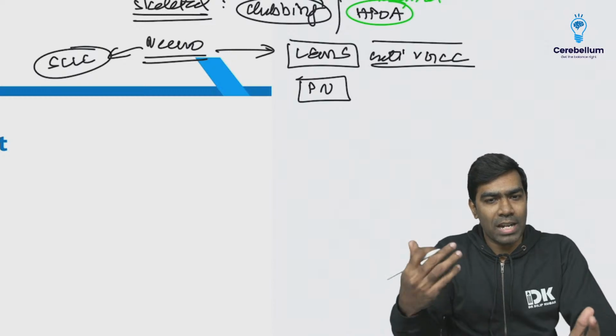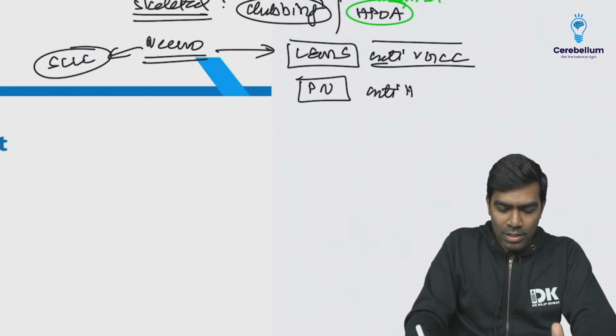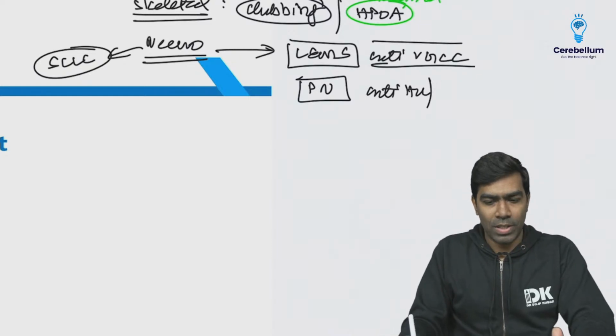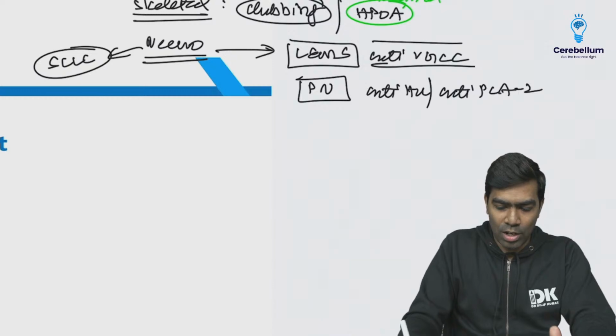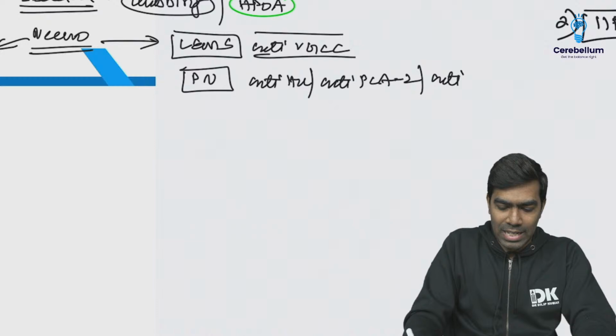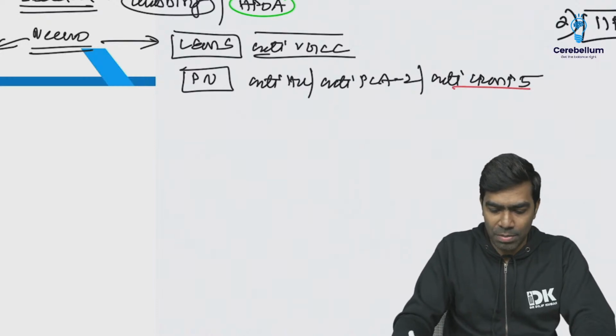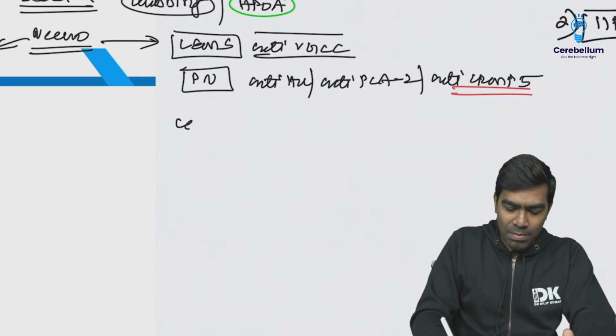So what are the antibodies that produce peripheral neuropathy? Anti-Hu antibodies can produce peripheral neuropathy, and there is an antibody called anti-PCA2 antibody that can also produce peripheral neuropathy. And last but not the least, we have an antibody called anti-CRMP5 antibody that can also cause peripheral neuropathy. In that, the anti-CRMP5 is very important and can be asked in exams. And it can produce cerebellar degeneration.